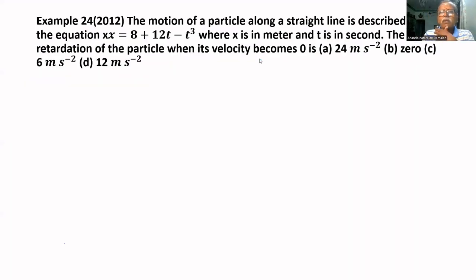The motion of a particle along a straight line is described by x equal to 8 plus 12t minus t cube, where x is in meters and t is in seconds. The retardation of the particle when its velocity becomes 0 is?